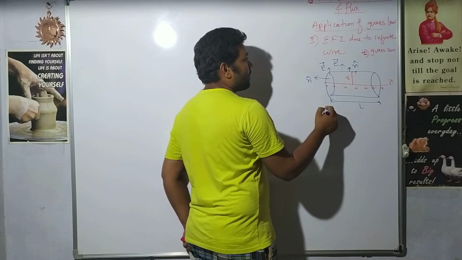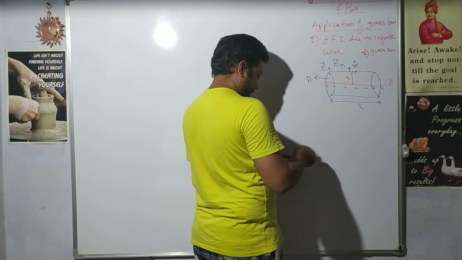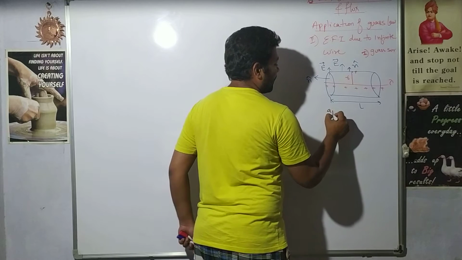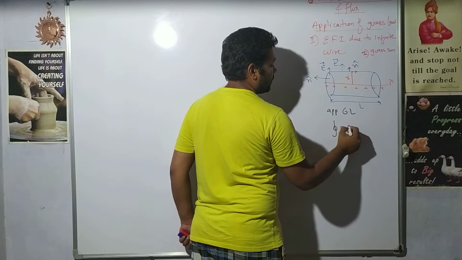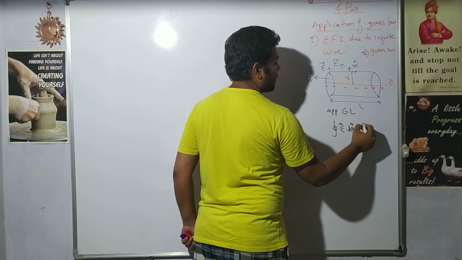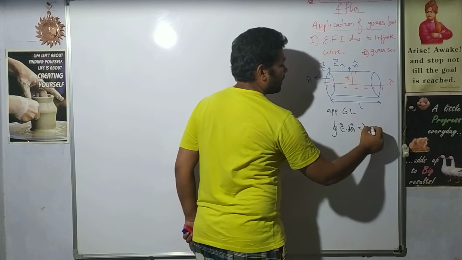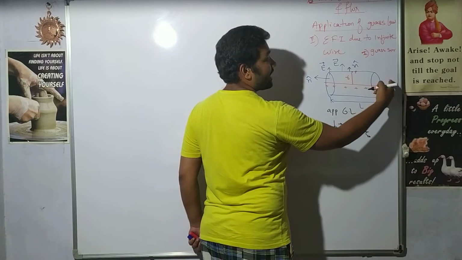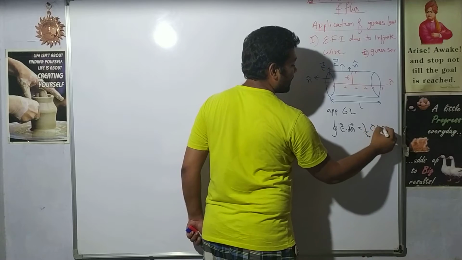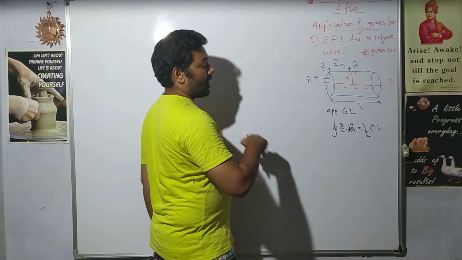So now in this case, if we apply Gauss law, then applying Gauss law, integral of E dot dA is equal to 1 upon epsilon naught times the charge enclosed. How much charge is enclosed by this? Let us say lambda is the charge density, so charge density into length L. This is the charge enclosed.